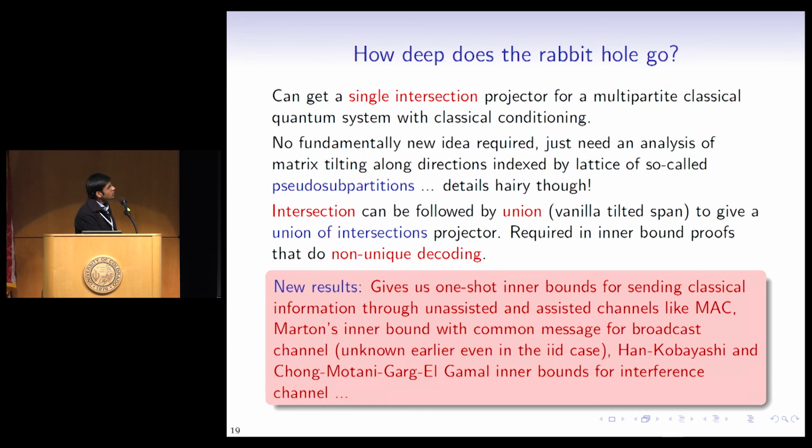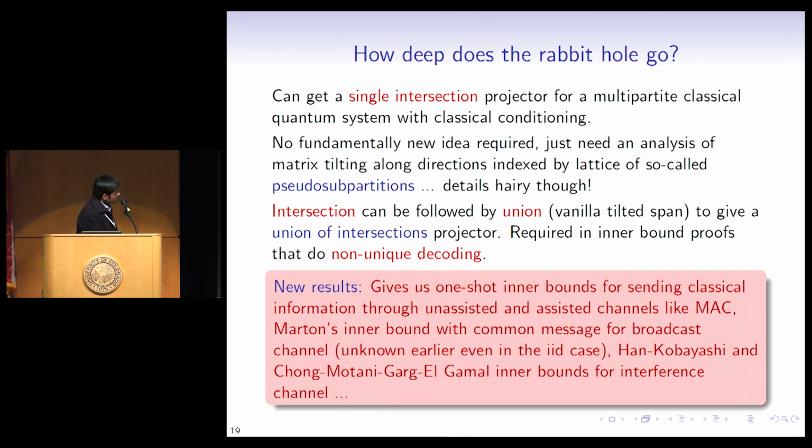So what does non-unique decoding mean? In the multi-terminal setting, we do not want to recover the message string uniquely. We are happy to recover that string up to certain sets. So for example, this happens in Marton's inner bound. One can look up El Gamal for the details.